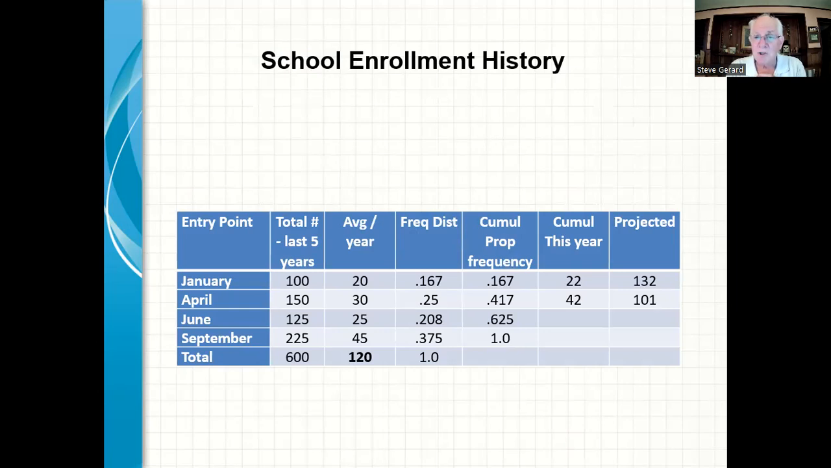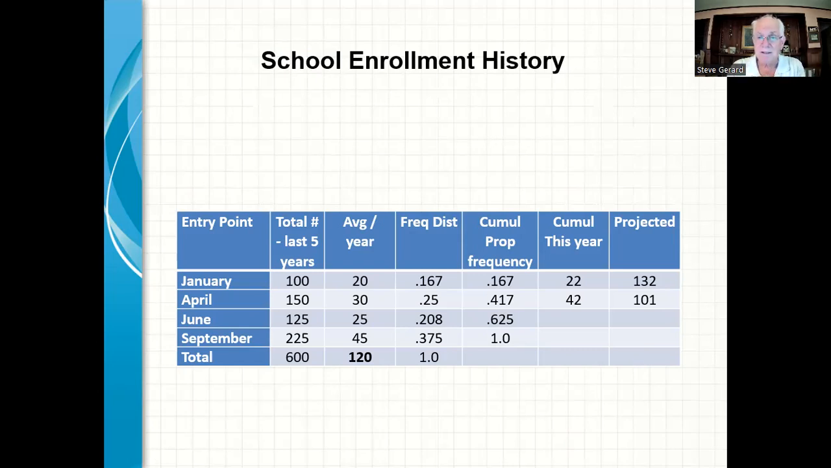However, the cumulative proportional frequency in April is equal to 0.167 plus the 0.25, which is the proportion that falls in the April enrollment. The next one is 0.625 for June, which is equal to the cumulative proportional frequency for April plus the frequency for June. And the one, which is the total here, that means everybody, is the 0.625 plus 0.375.